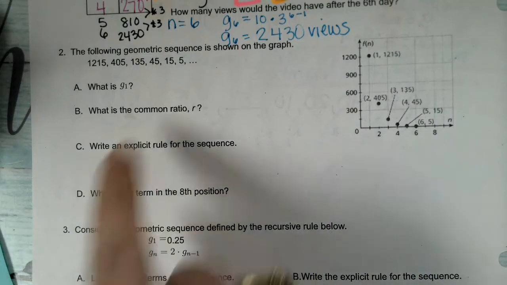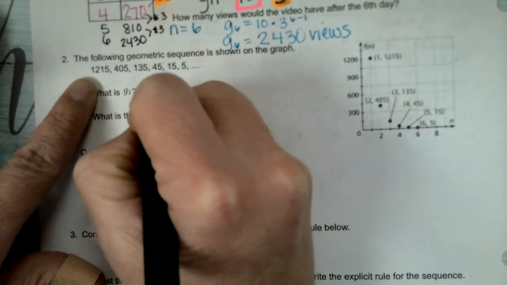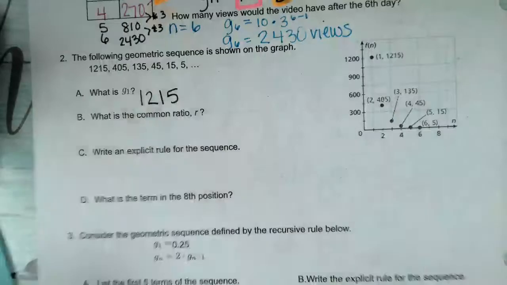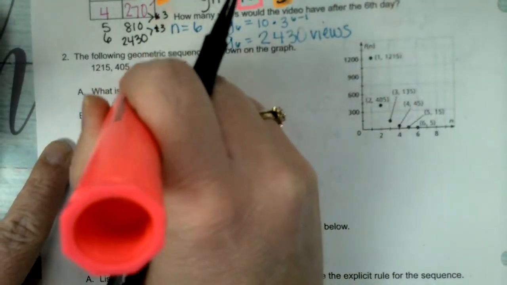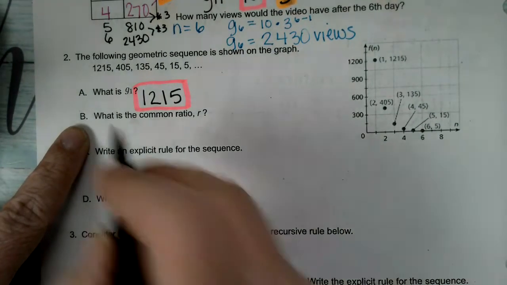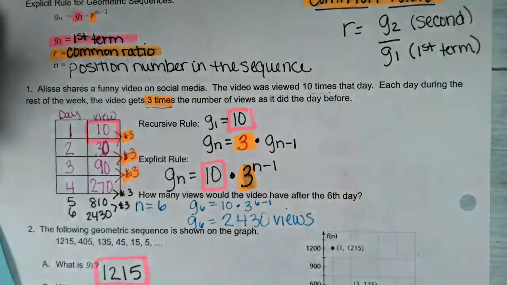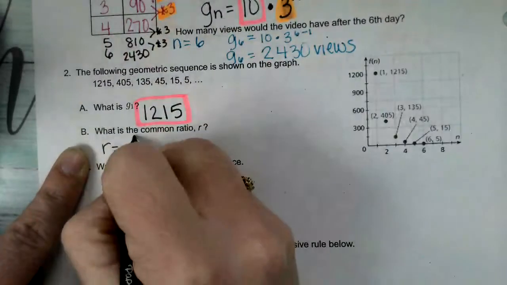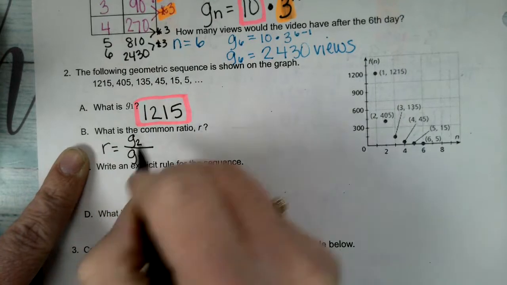It's asking you, A, what is G1? Well, G1 is my first term, so I know that's 1,215. And I've been highlighting or putting a box around my first term just so you guys can see where numbers are coming from when I write the equation. Now, part B, it says, what is the common ratio, which is R? So I know R is equal to, we talked about it earlier, it's the second term divided by the first term, and I notate it as G2, 2 meaning second term, divided by G1, 1 being first term.